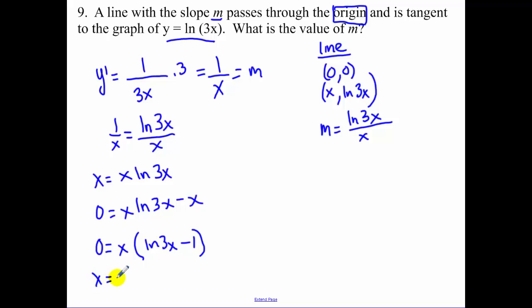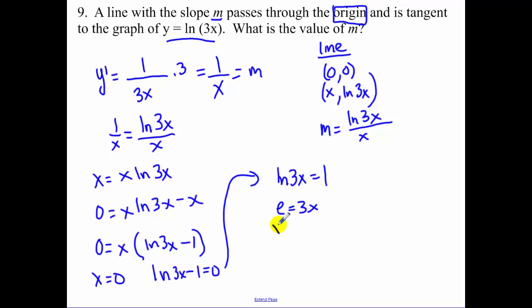So I set x equal to 0. We know x can't be 0 because we can't take the ln of 0. But I also set the other factor, ln of 3x minus 1, equal to 0. So ln of 3x equals 1. e to the first equals 3x. So x is going to be equal to e over 3.